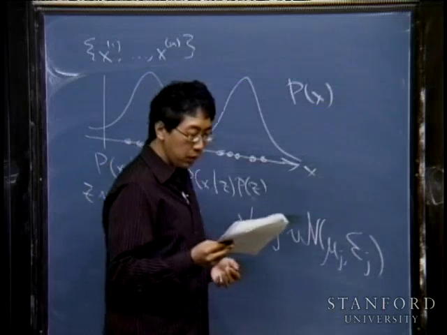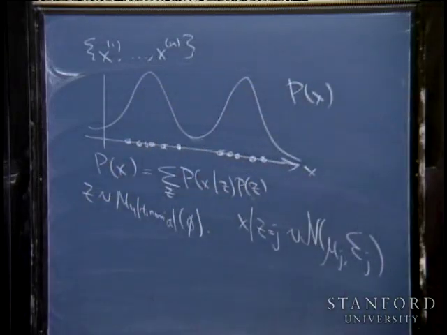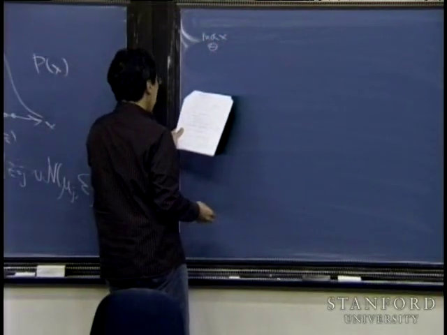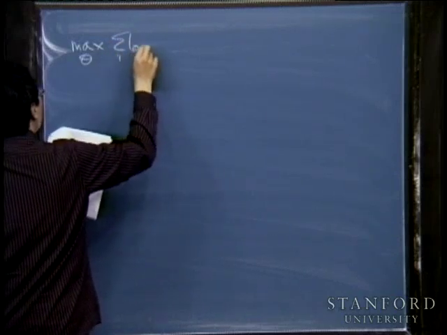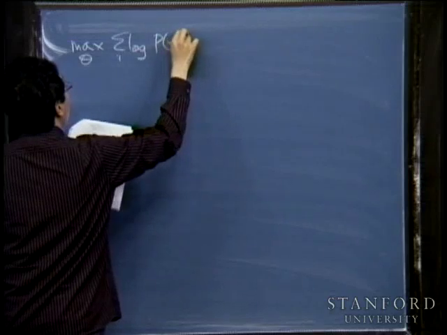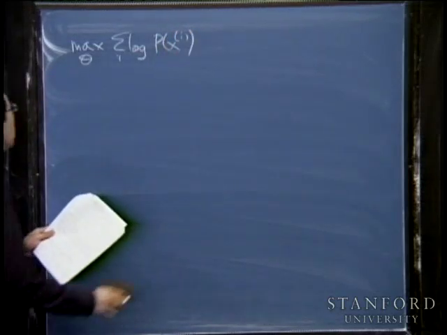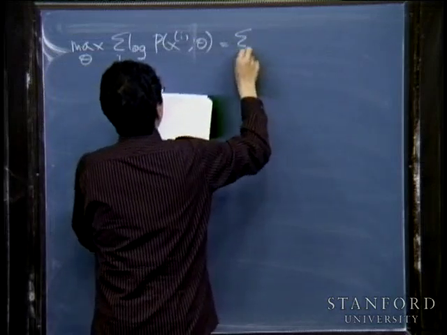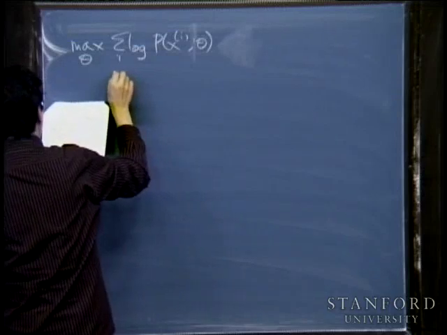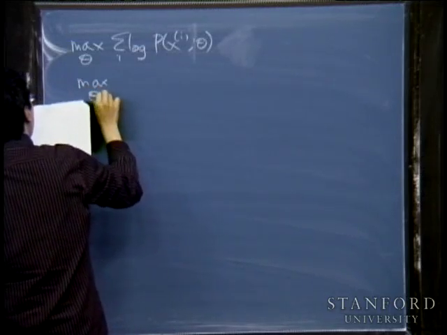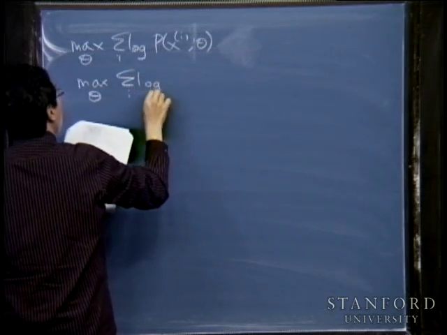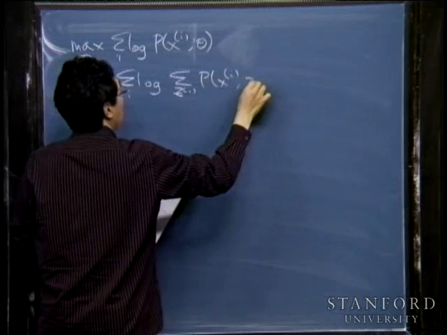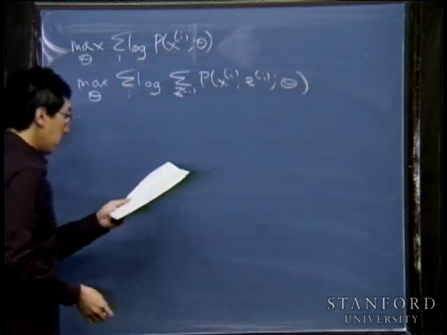But then in the second half of the previous lecture, I talked about what's called the EM algorithm, in which our goal is maximum likelihood estimation of the parameters. So we want to maximize in terms of theta the usual maximum log likelihood. Because we have a latent random variable z, this is really maximizing in terms of theta the sum over i of the log of the sum over z of p of xi, zi, parameterized by theta.